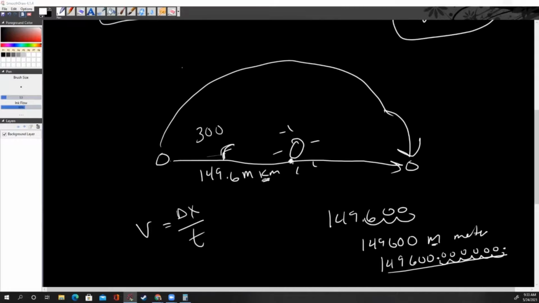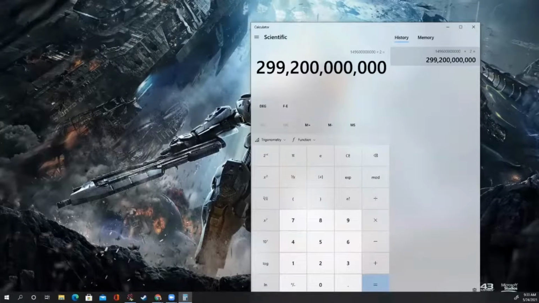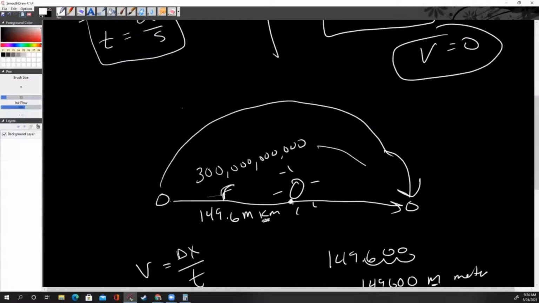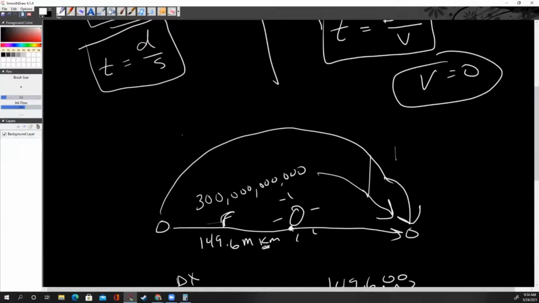Let me just double check that. Did I do this original number right? I'm assuming I did. So thousands, millions, billions. It sounds like too much, but let's just do the math and maybe we'll be right. So 300 billion. Thousands, millions, billions. Yep. So that's the total distance, from here to here, right?